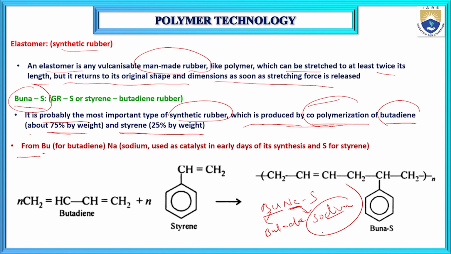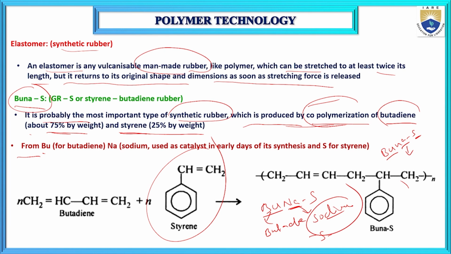S is nothing but styrene. Bu is butadiene, Na is sodium metal, S is styrene. What are the monomers present in Buna-S rubber? Two monomers are there: one is butadiene, the other is styrene. We have to take 75% by weight of butadiene and 25% of styrene, and sodium metal is the catalyst in the polymerization process.